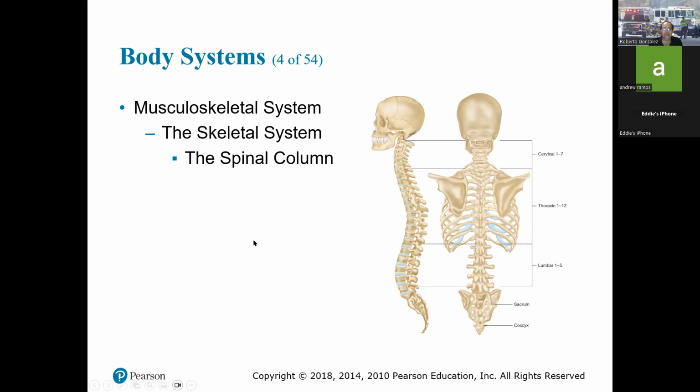Somebody's been paying attention. Note this: there are inward curvatures, 2 of them, at the cervical region and at the lumbar region, and 2 outward curvatures, which are your thoracic region and your sacrum. And the spinal cord goes all the way through there. There's a hole in the back of the skull. It's called the foramen magnum.